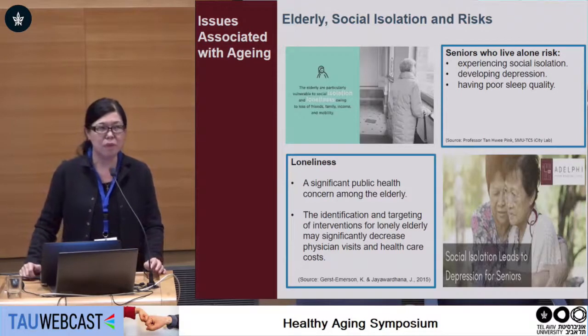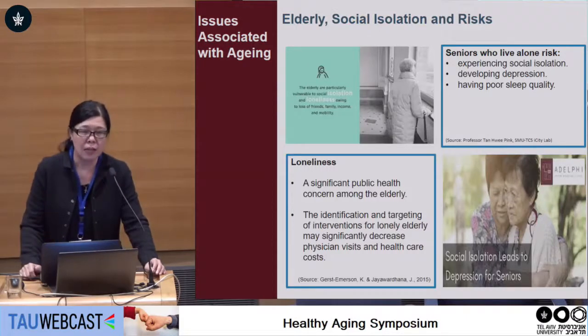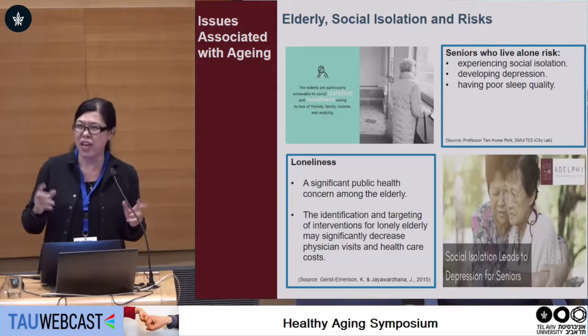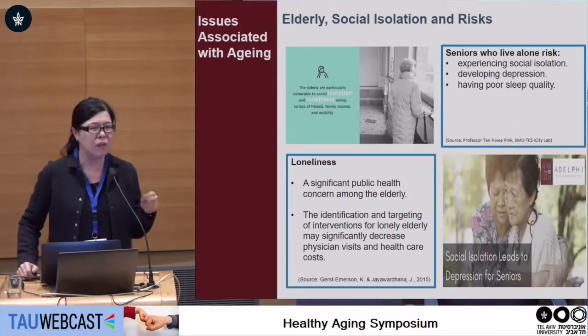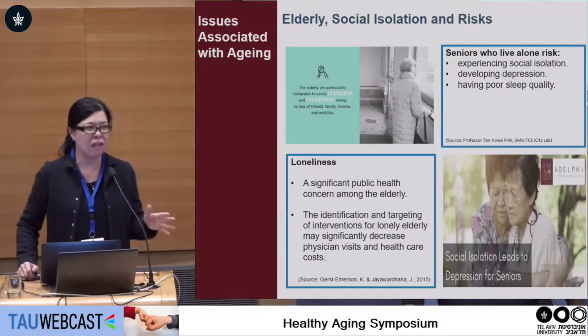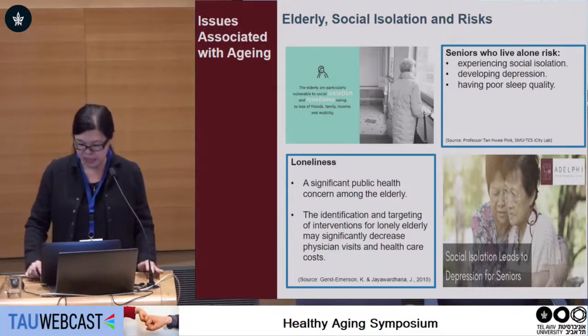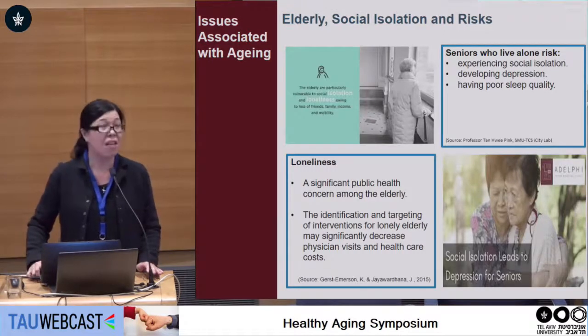I remember when I was talking to the CEO of the National Healthcare Group, which is one of the 3 healthcare clusters in Singapore, he said, don't tell me about healthcare, just solve the problem of social isolation. That was his advice to us at RISE.